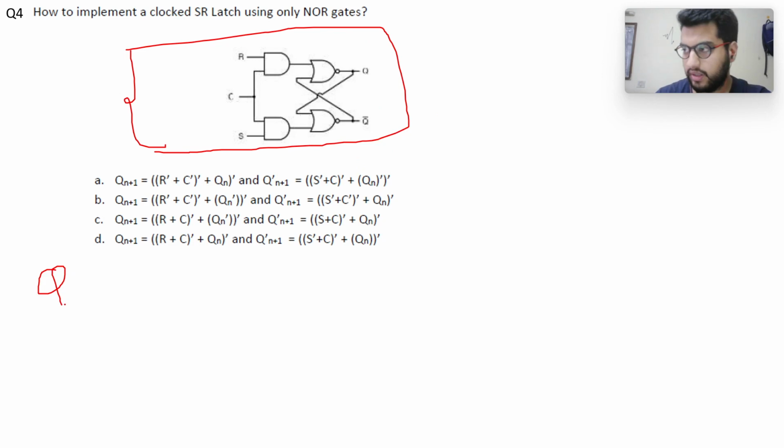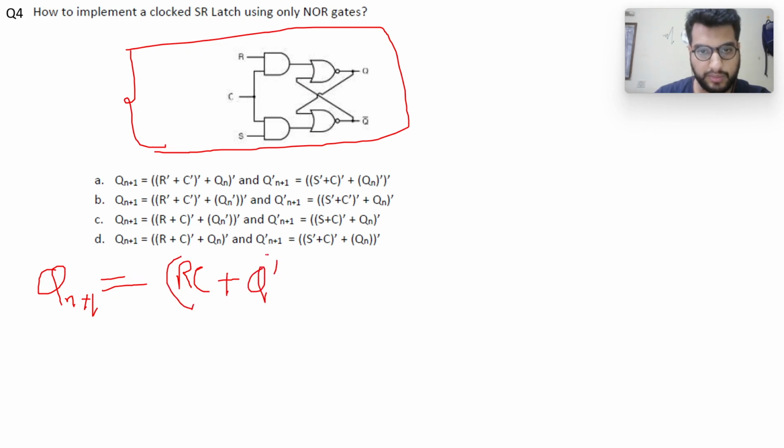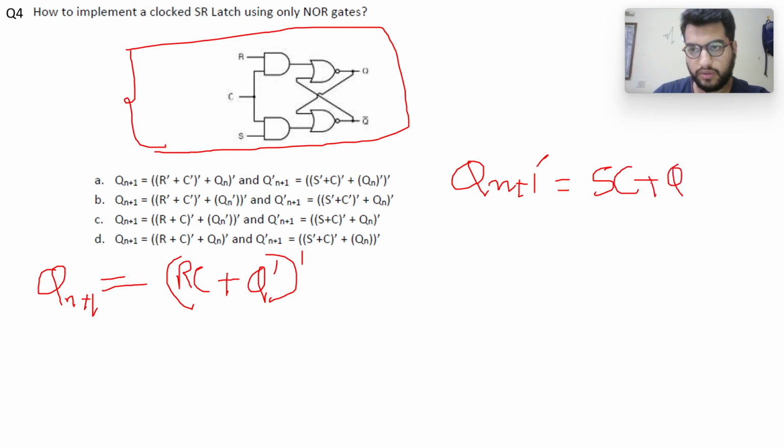So Q of n plus 1 is equal to, what is the input here? It's R AND with C, so it's RC, then it's NOR with Q complement. So this is my output, right? And Q n plus 1 complement is equal to SC NOR with Q. So let me just write Qn and this Qn.